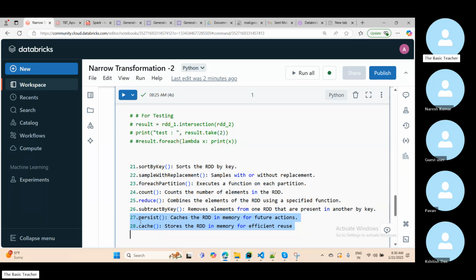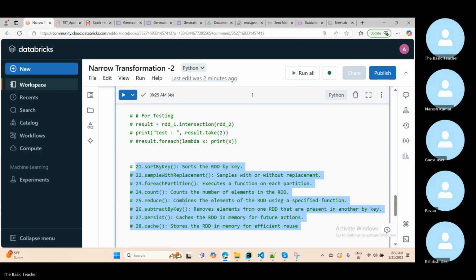Okay, this will be a longer discussion. This will take some time. So let's start with sort by key. I will first comment this out and we'll take a sample example.